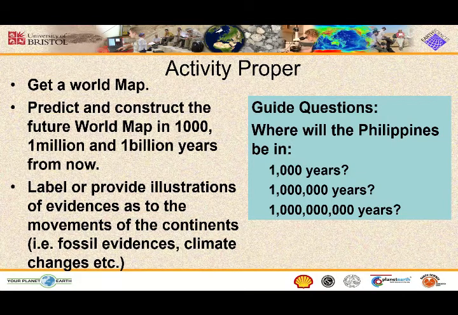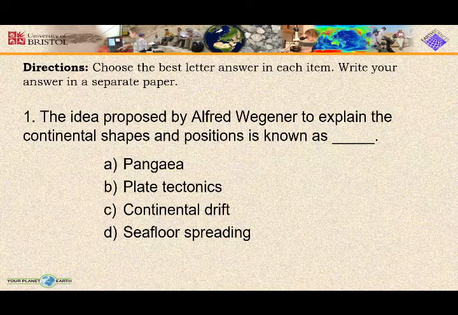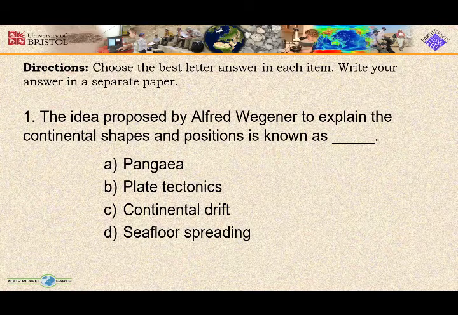Alright, now let's go to your assessment. Choose the best letter of the answer in each item. Write your answer in a separate paper. Number 1. The idea proposed by Alfred Wegener to explain the continental shapes and positions is also known as A. The Pangaea, B. Plate tectonics, C. Continental drift, or D. Seafloor spreading.